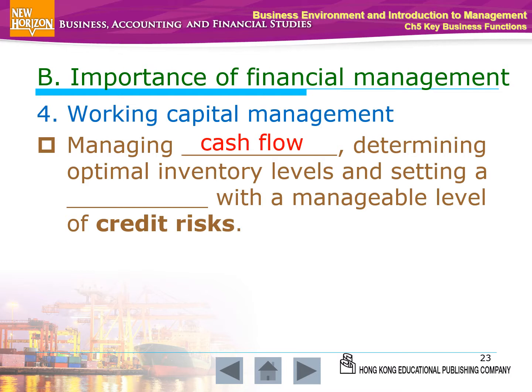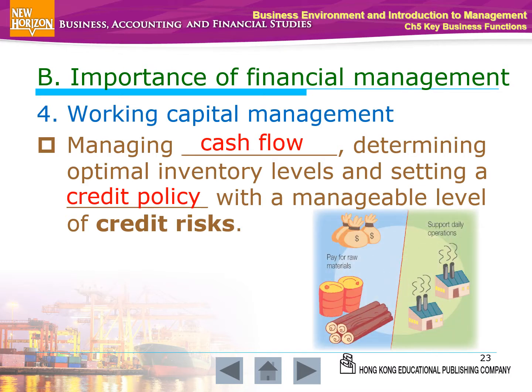The manager will manage cash flow and determine optimal inventory levels and setting a credit policy with a manageable level of credit risk. It means working capital management has a formula of the difference between current assets minus current liabilities. Okay, I repeat, working capital is equal to current assets minus current liabilities.